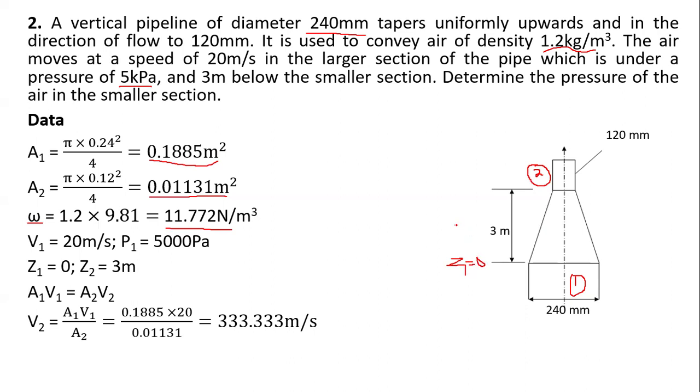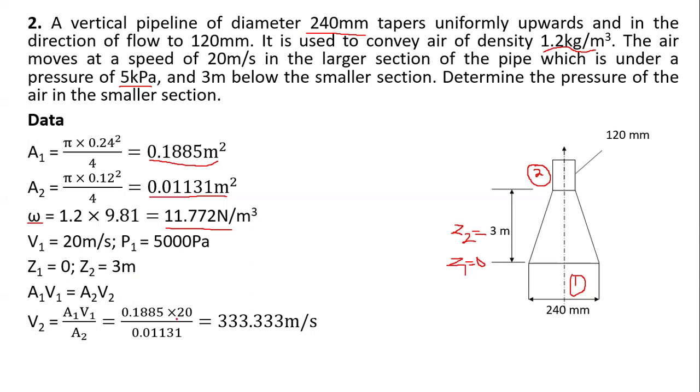Then Z2. Z2 is this one here, because this is the height from there up to where this smaller section is. So Z1 is 0, Z2 is 3 meters.